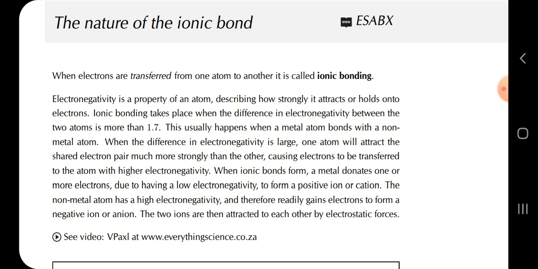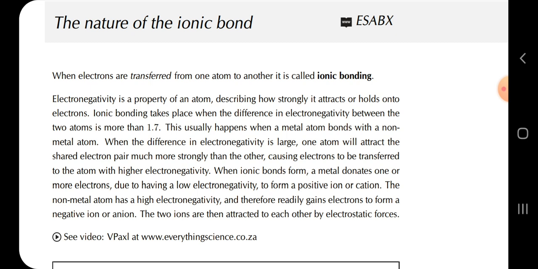Ionic bonding takes place when the difference in electronegativity between the two atoms is more than 1.7. This usually happens when a metal atom bonds with a non-metal atom. When the difference in electronegativity is large, one atom will attract the shared electron pair much more strongly than the other, causing electrons to be transferred.